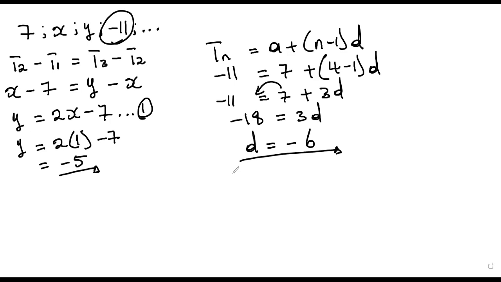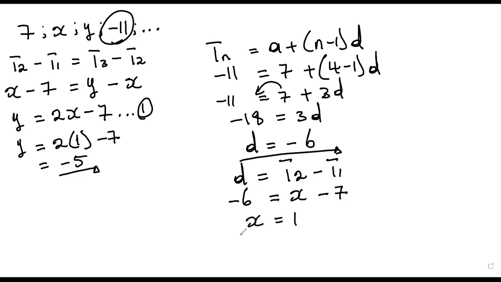How so? Because we know that the constant difference is actually term number 2 minus term number 1. So the value of this constant difference is negative 6, but term number 2 is x, and then you say minus 7. Then from here, you take the negative 7 to the left, it becomes positive.